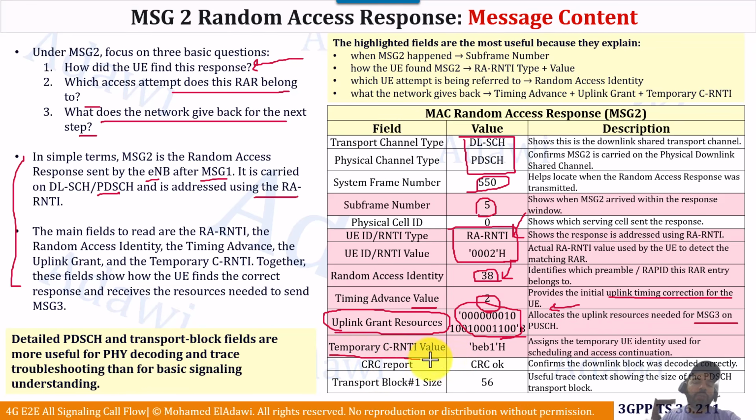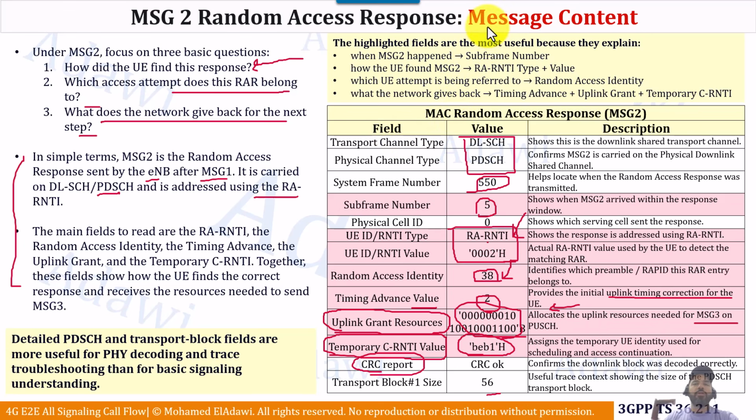Then it will assign the temporary C-RNTI, as I explained before. This will be a temporary one, which will be used later on to address this particular UE. The RA-RNTI is used in message 2 to address the user, but this RNTI will no longer be used starting from message 3 onwards. It will use the temporary C-RNTI, and if the user is successful, it will convert this one into a C-RNTI, which will be used for scheduling and access continuation. Here is just information about the transport block size and the CRC. This is just confirming whether the downlink block was decoded correctly or not. So this is the information about message 2.